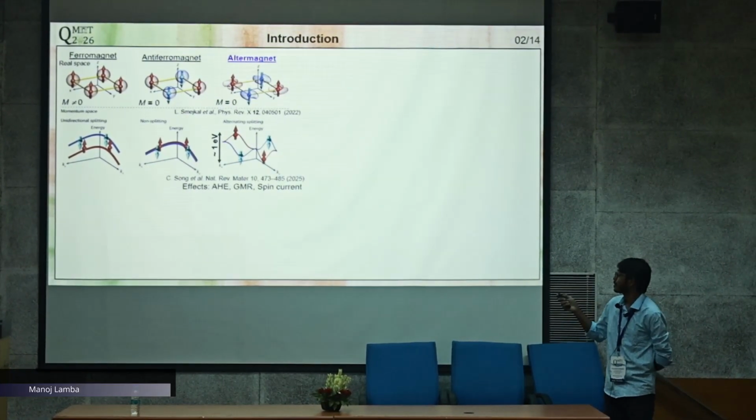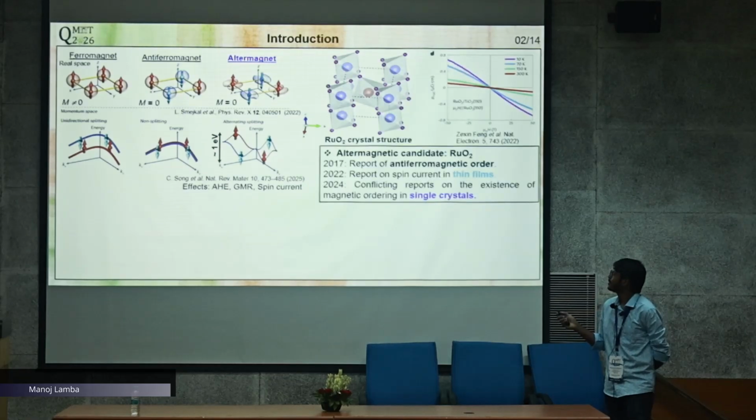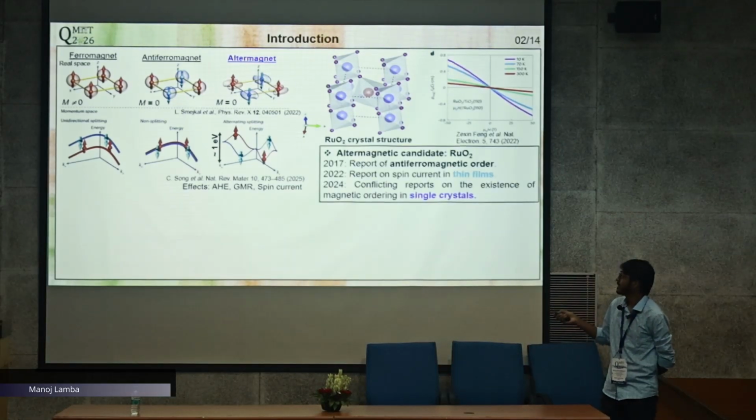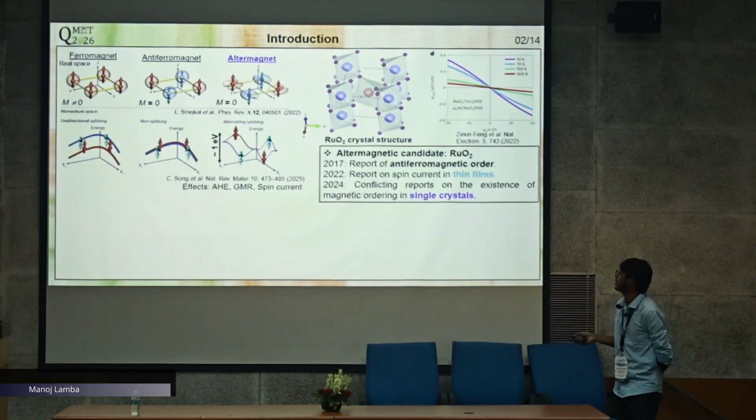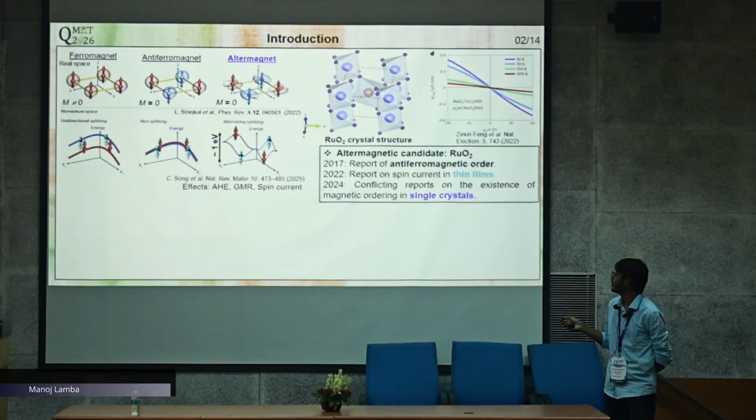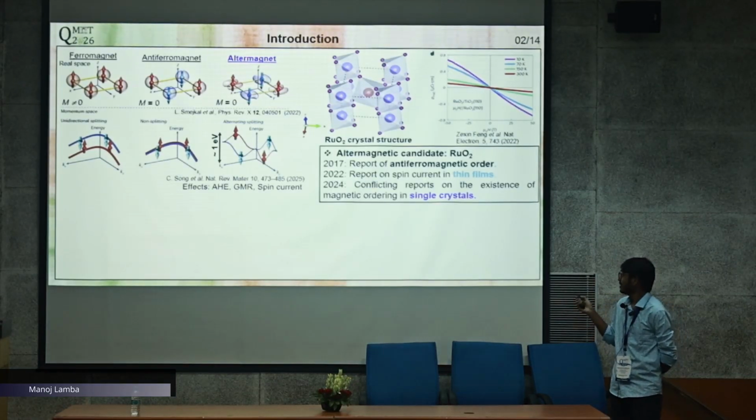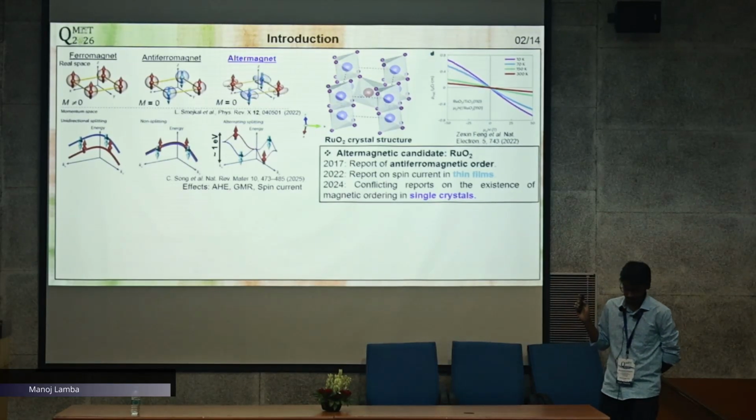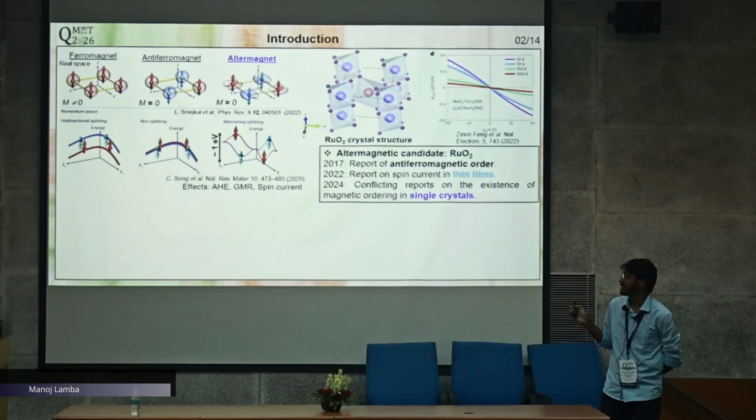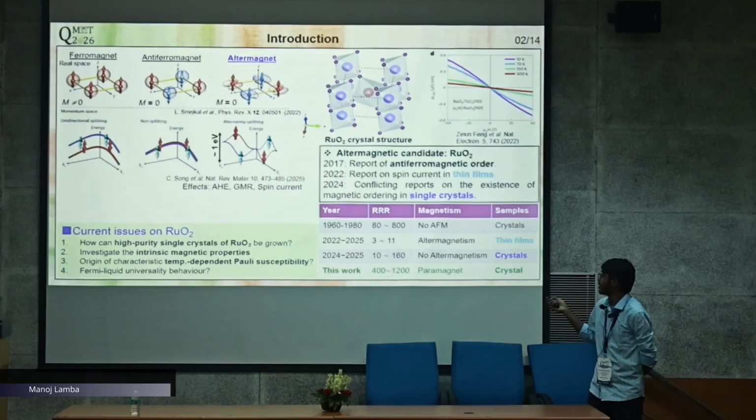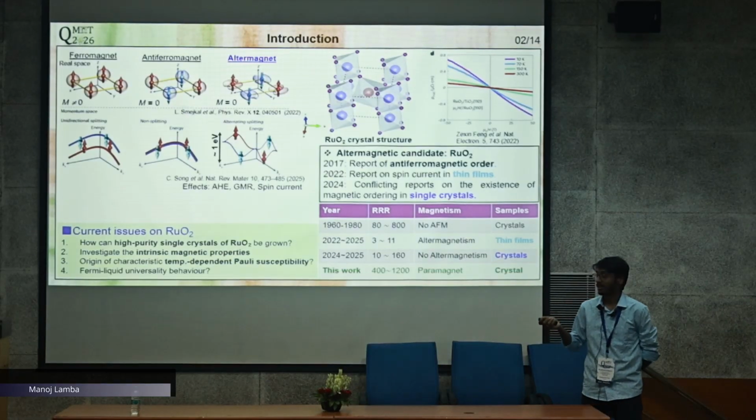Among the various proposed materials, RuO2 is one of the most attractive candidates because of the large spin splitting, of the order of 1.4 electron volts, and that produces a large anomalous Hall effect. But there are some conflicting reports in 2024 on the existence of magnetic ordering in this single crystal. So the nature of the magnetic ground state in this system is still under debate. There might be an issue of crystal quality.